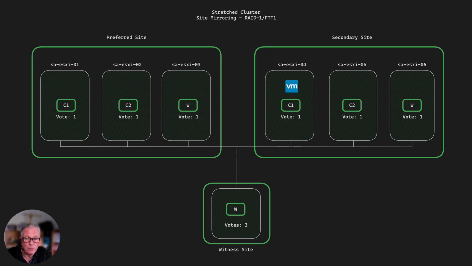But what happens when I have a subsequent failure and I lose the witness node? Then I only have 3 votes. Am I still able to power on the VM? And that's where adaptive quorum control kicks in. So let me explain this a bit more in detail.